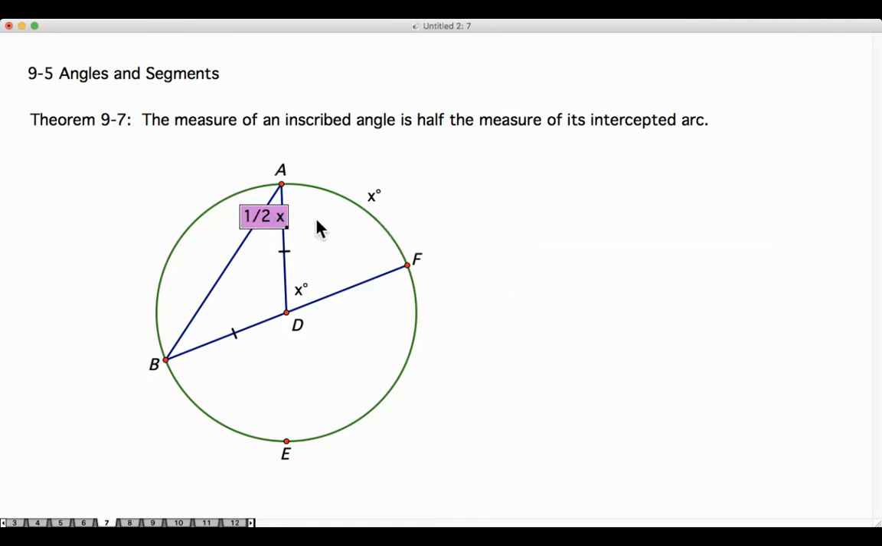right here. Oh, that doesn't look very nice, but that happens to be the measure of that angle. And this is also 1/2 of x, which is exactly what we were trying to prove. This angle over here at B must be 1/2 the measure of its intercepted arc. So it turns out to be true.